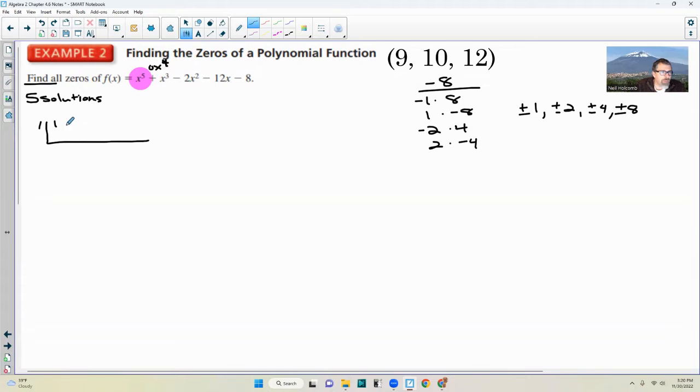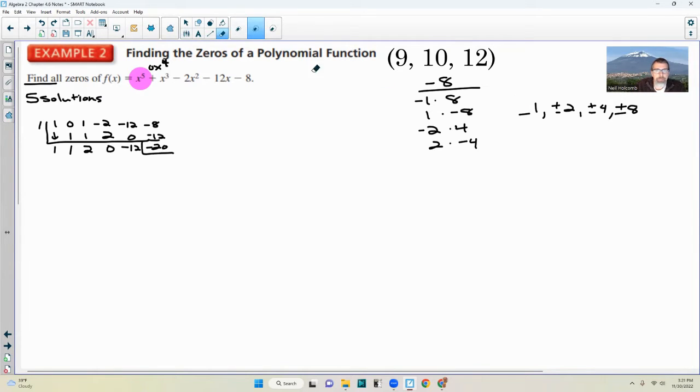So 1x to the 5th, 0x to the 4th, 1x cubed, negative 2x squared, negative 12x, minus 8. So it's 5, 4, 3, 2, 1, constant. Bring down your first term. 1 times 1, put the product there and add. 1 times 1, put the product there and add. 1 times 2, add them. 0, negative 12 times 1 is negative 12, and I get negative 20. Okay, this is not 0, so 1 is not a solution.